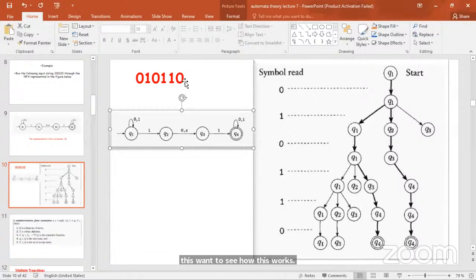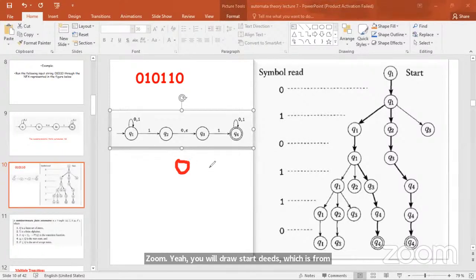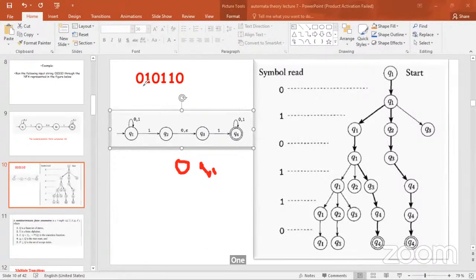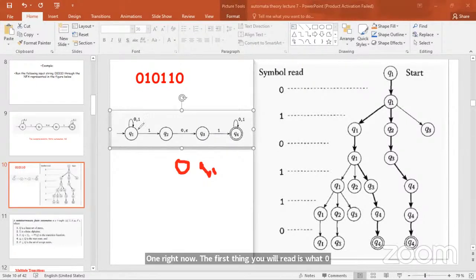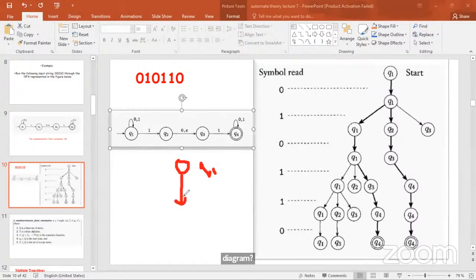So here, you will draw your start state, which from this diagram is what? Q1, right? Now, the first thing you will read is what? 0. Now, look at 0. Where does 0 take you to on this diagram? Q1. So you read 0. Sorry, let me clean it so that you will start again. You will see what I want you to understand.